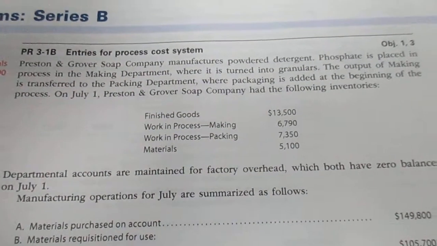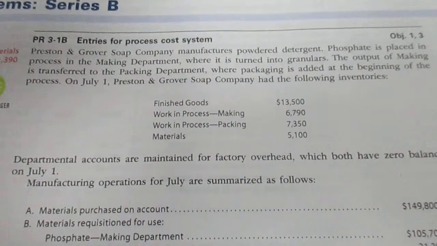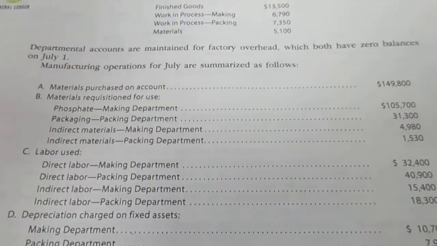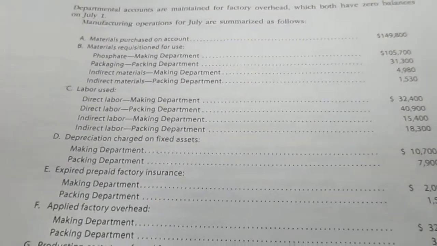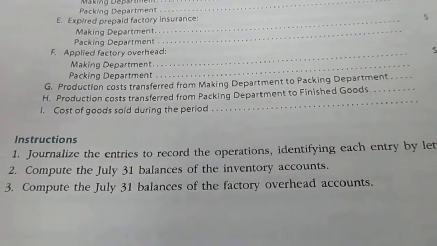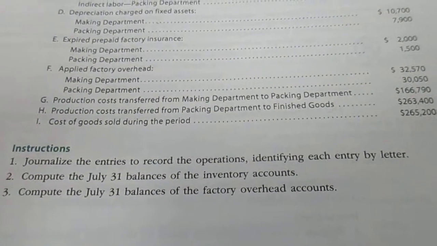Departmental accounts are maintained for factory overhead, which both have zero balances on July 1st. Manufacturing operations for July are summarized as follows, and it gives us all of our information. Okay. Step 1 says to journalize the entries to record the operations identifying each letter, which is what we're going to be doing.